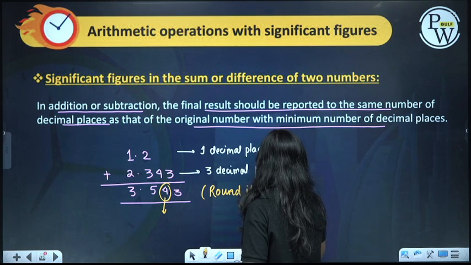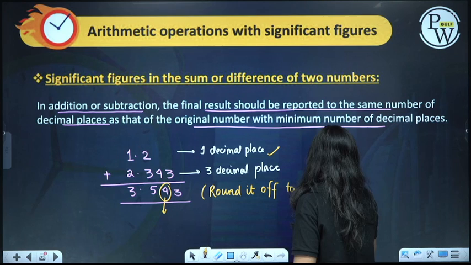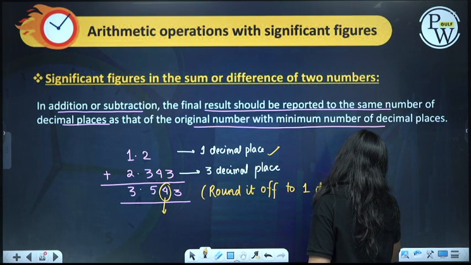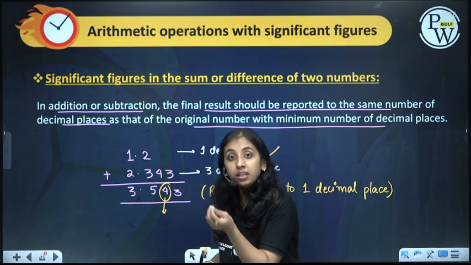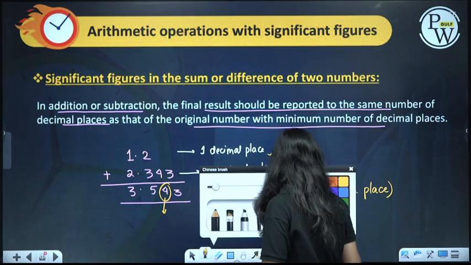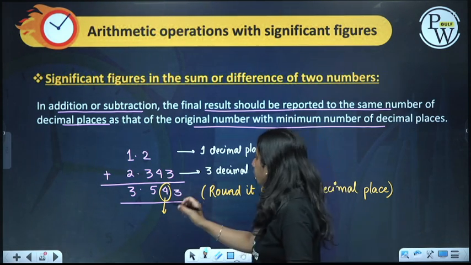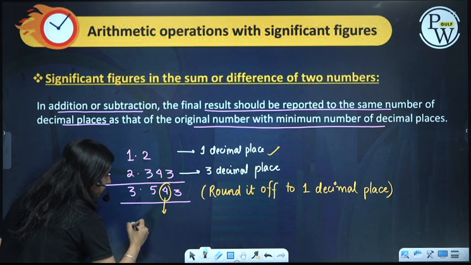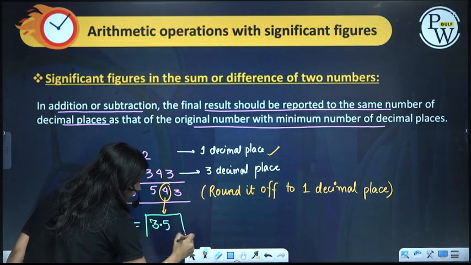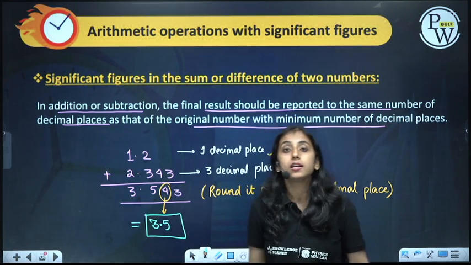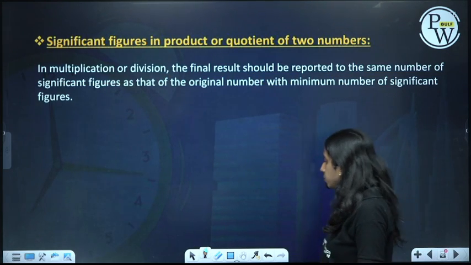Round it off to 1 decimal place. The result should have only that many decimal places as the number with the minimum decimal places. Now round it off. The digit to be dropped is 4. 4 is less than 5, so the preceding digit will remain unchanged. We will write the answer as 3.5. We will report the result as 3.5.